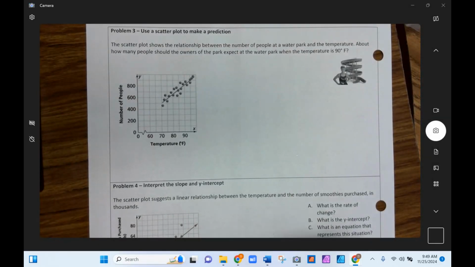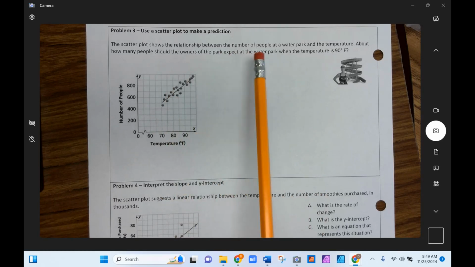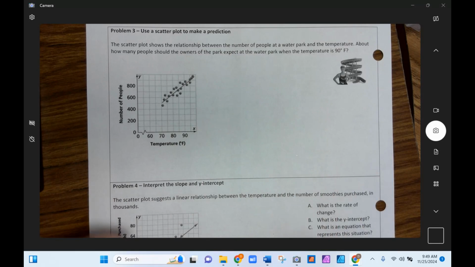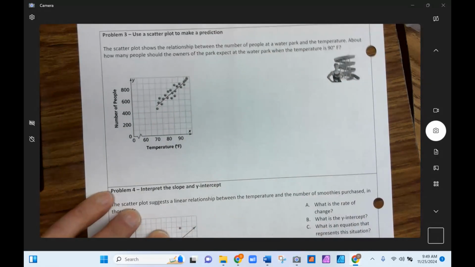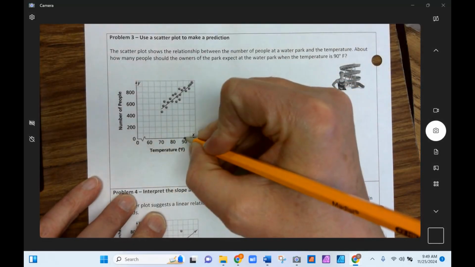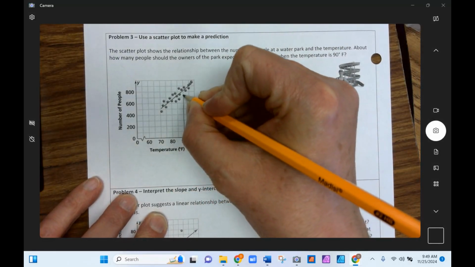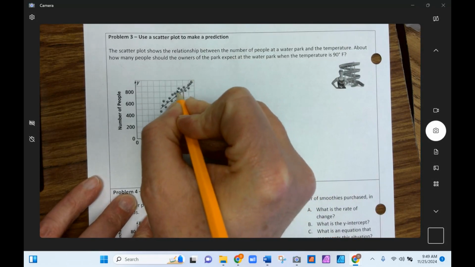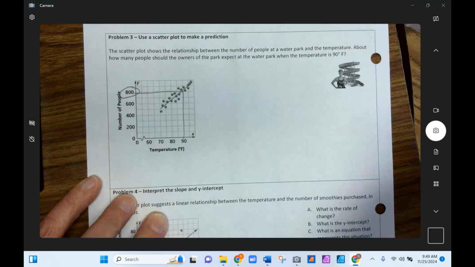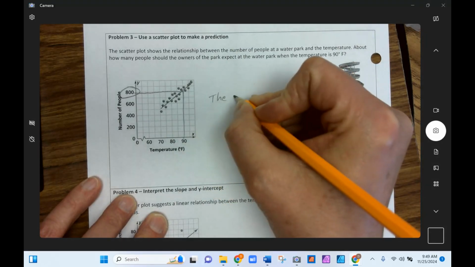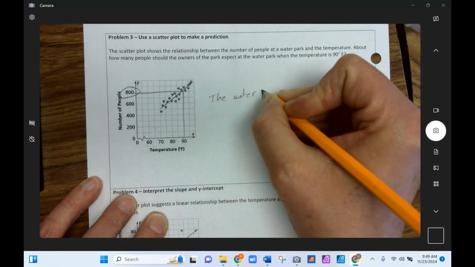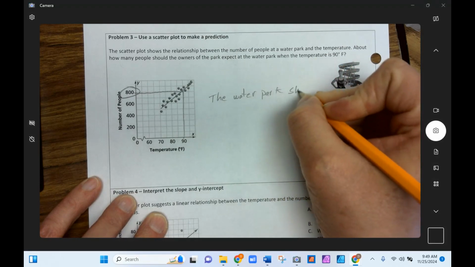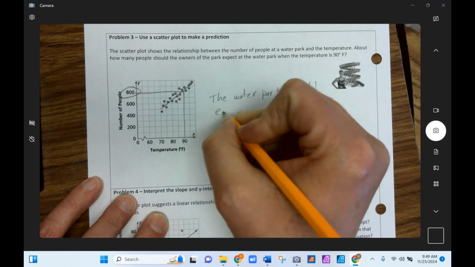Scatter plot shows the relationship between the number of people at a water park and the temperature. How many people should the owners of the park expect at the water park when the temperature is 90 degrees? So this is super easy. We just take a look at the graph. I've got 90 degrees right here. We just basically draw a line straight up to see where it connects, and we've got that right there over to 800, right? So the water park should expect about 800 visitors.